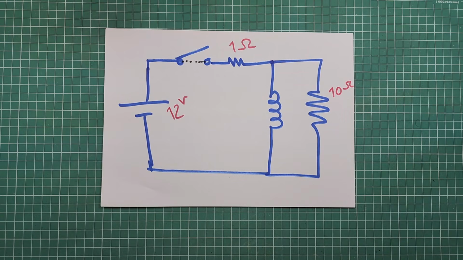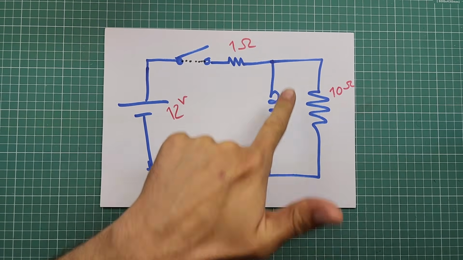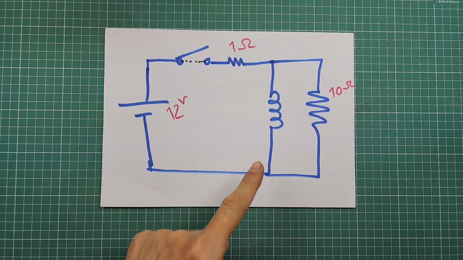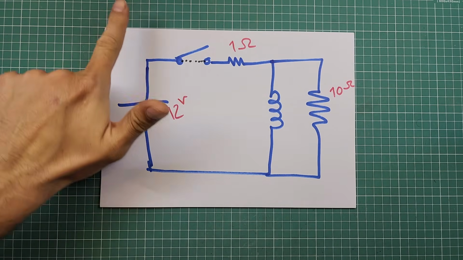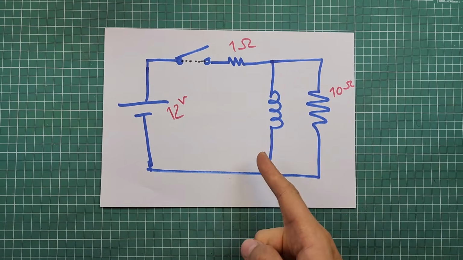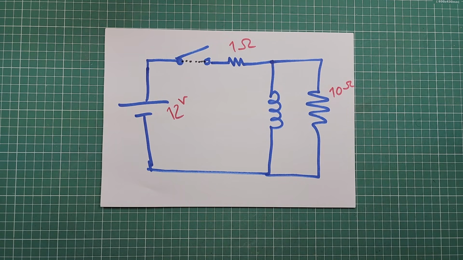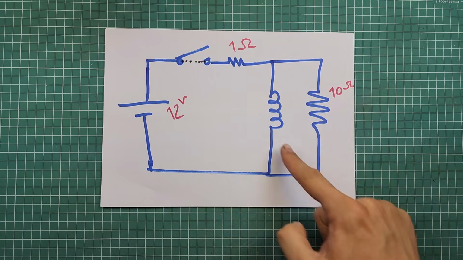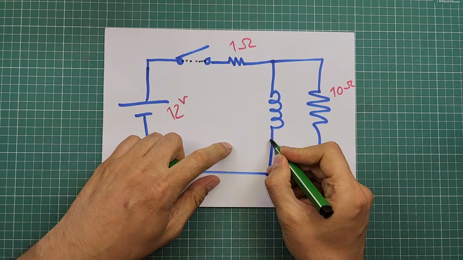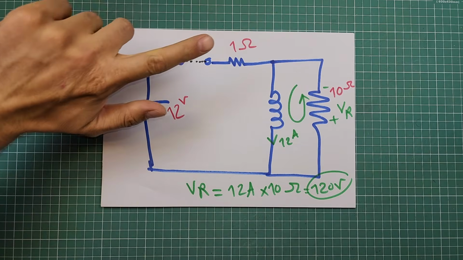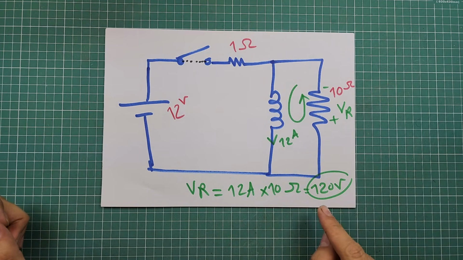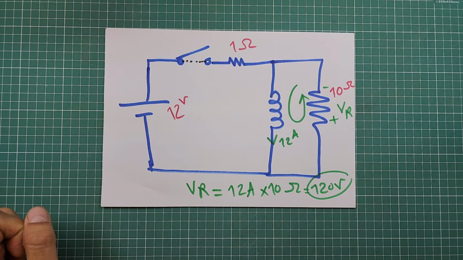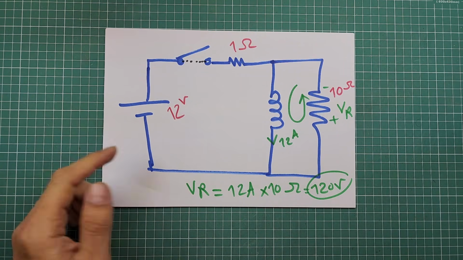Now, if you suddenly open the switch, this inductor will try to resist the change in the current amount flowing through it. So, at the first moment after opening the switch, the current flowing through this inductor will remain 12 amperes. This 12 ampere current has no way to pass except through this 10 ohm resistor, like this. By applying simple Ohm's law, we can see that at the moment after opening the switch, the voltage across this resistor will be 120 volts, which is 10 times higher than 12-volt battery running the circuit.